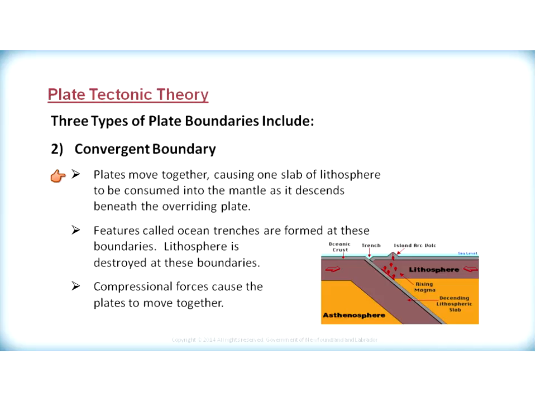Some features that form at this boundary would be known as a trench. Trenches are formed when lithospheric plates subduct beneath another lithospheric plate, and it causes a depression. At these boundaries, the lithosphere is generally destroyed. Forces associated with convergent boundaries are called compressional forces, which cause the plates to move together.